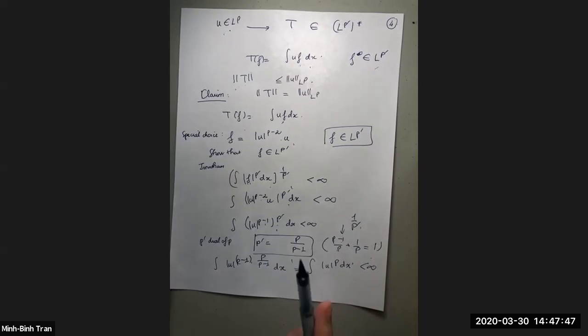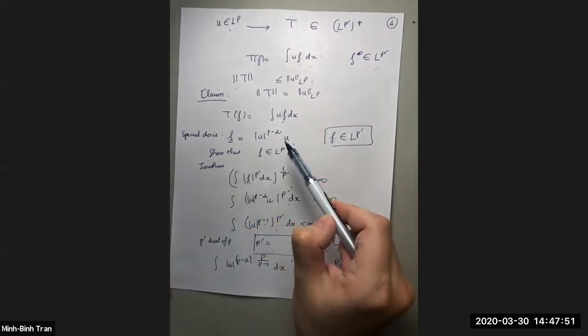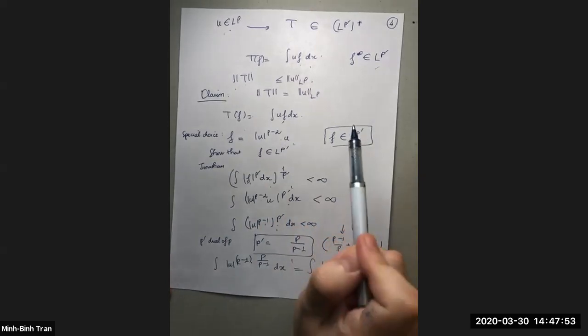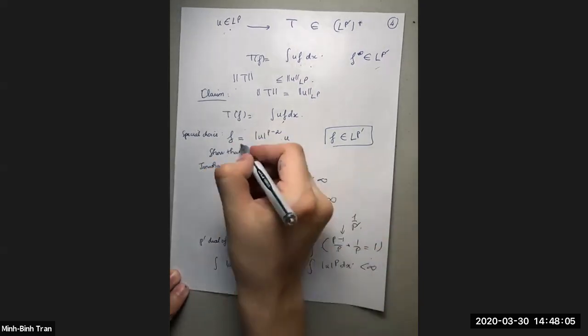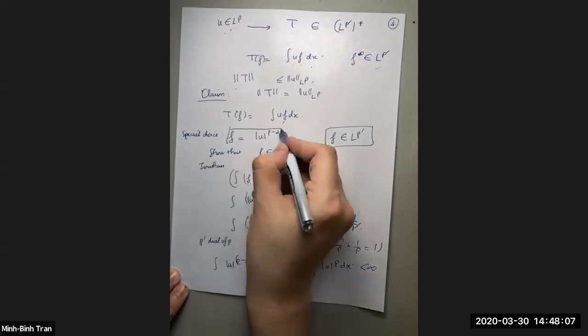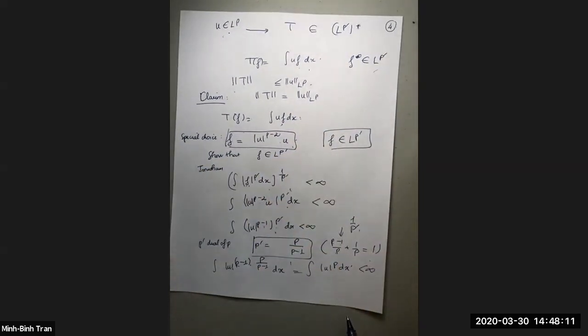So basically my claim is that f equals u to the p minus 2 times u is in L^p prime, and the reason is that u is in L^p, right? You can show this by just writing down the definition. So now you know that u is in L^p, which means that I can use this function and plug it into T, right? So let us see what is going on.